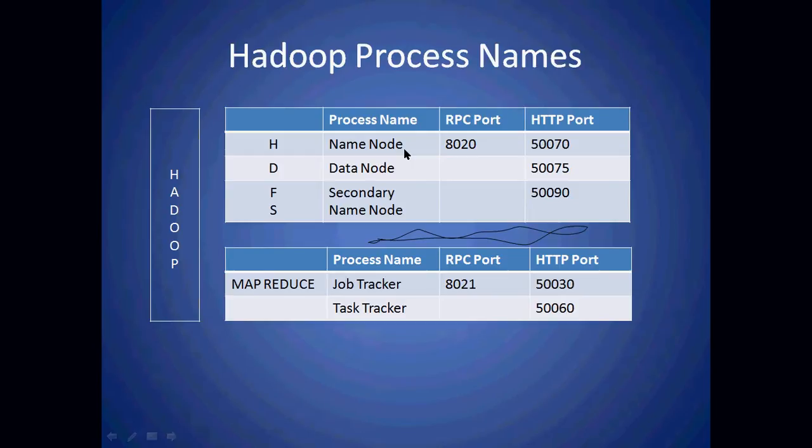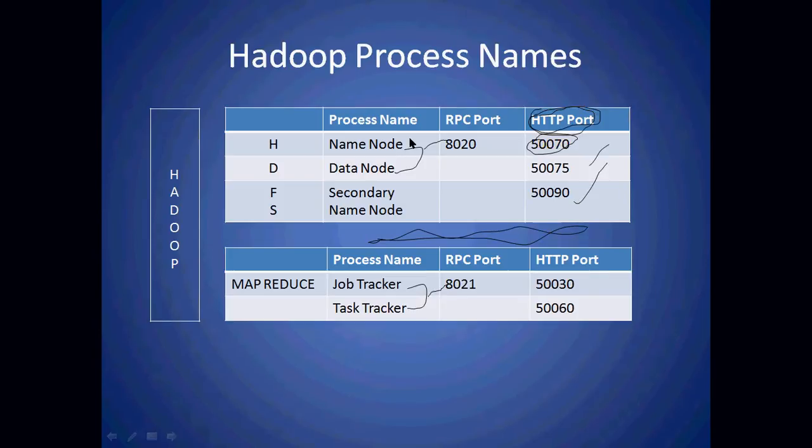And there are some ports for communication: RPC port and HTTP port. RPC port, meaning remote procedure calls, is for internal communication between these systems. Between name node and data node, it uses RPC port 8020. Between job tracker and task tracker, they communicate using these ports, and the job tracker uses port 8021. The HTTP port is for accessing the data in Hadoop through a browser, by giving our host name and then this port. To access the data in HDFS, we use this port via browser. If you want to see a particular data node, you use this one. If you want to see the secondary node, you use this one.